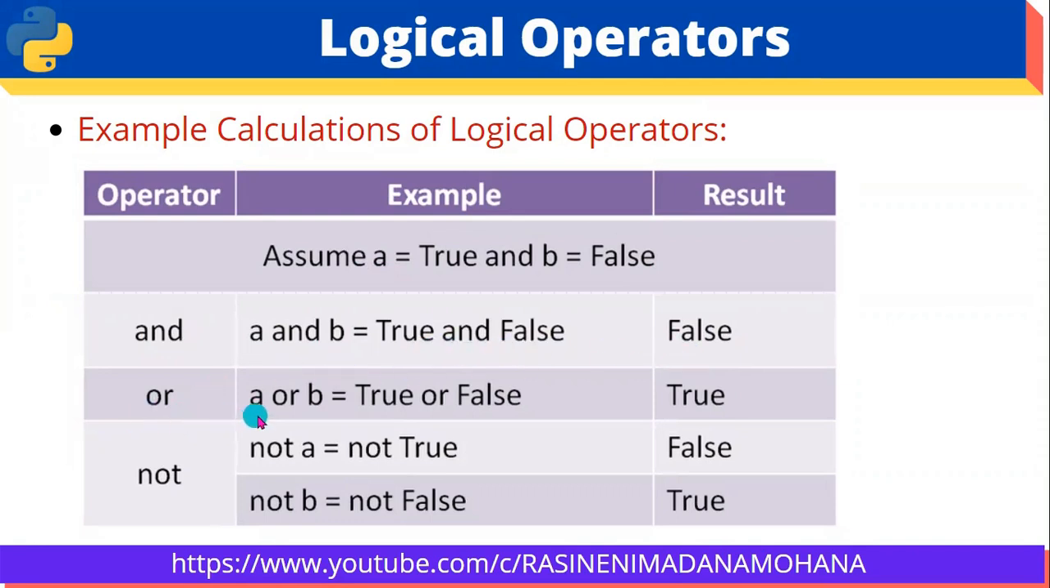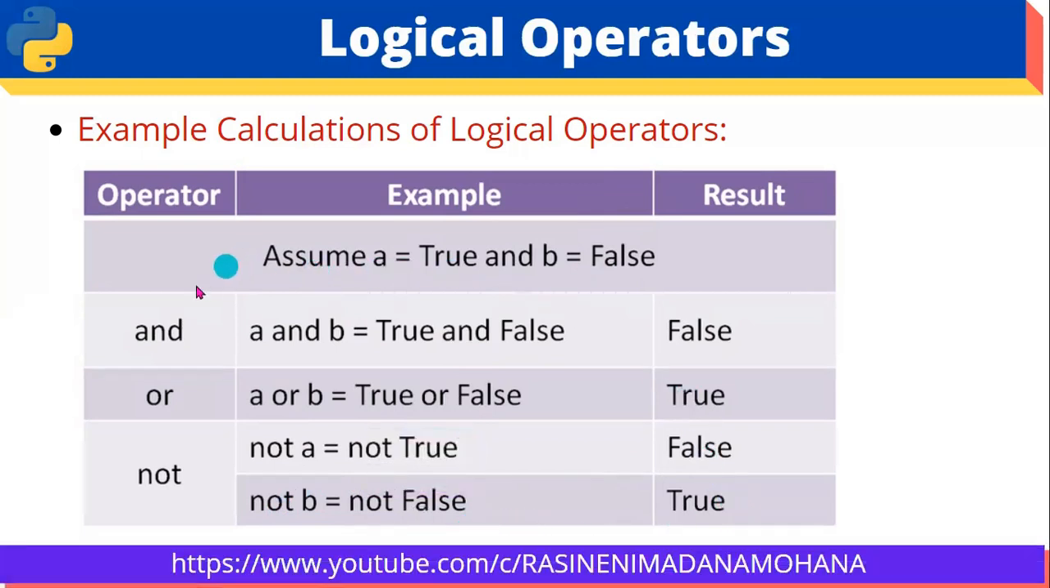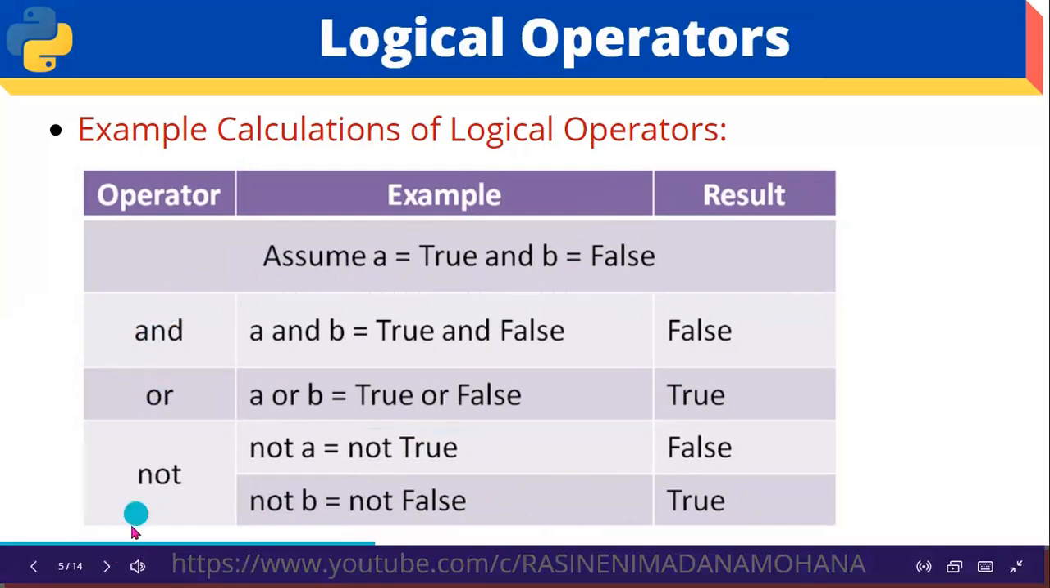Then the logical or operator is written as A or B. That is, A is true or B is false: true or false. In the logical or operator, if any one operand value is true, then the result is true. So it returns true. Then the logical not operator. For A, you can apply not A. What is the A value? True. So not true, what is the result? False. Similarly for B, which is false, you can take not B. So not false returns true. This is the example of using the logical operators.